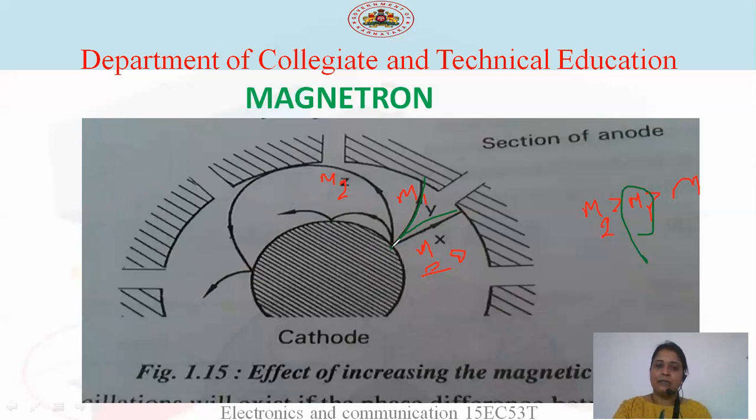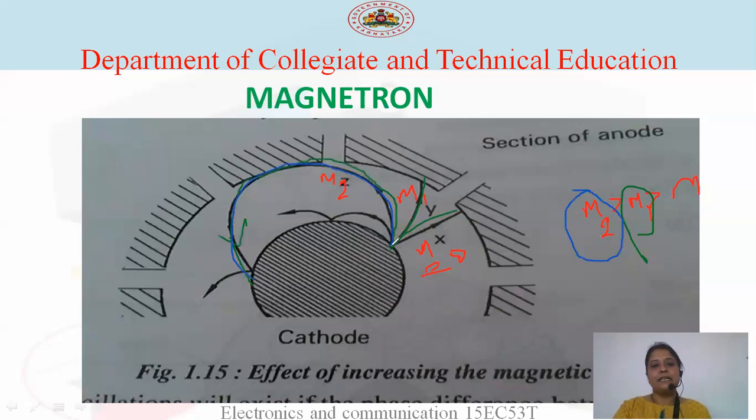What is happening? The path of the electron beam, which is still bending here, is just touching the anode, and again it is returning back to the cathode here. If you observe here, it is just touching, and it is returning back from here to here. This field strength is called the cutoff magnetic field. That is, this M2 is called the cutoff magnetic field.